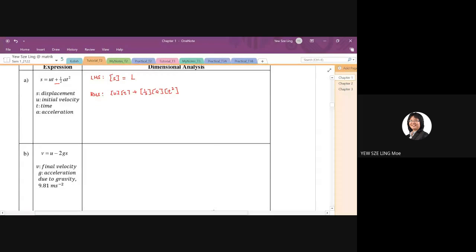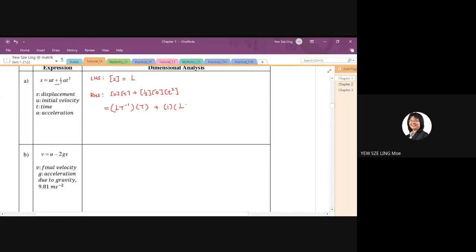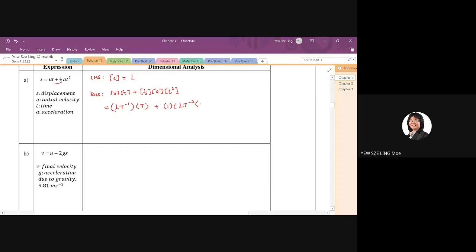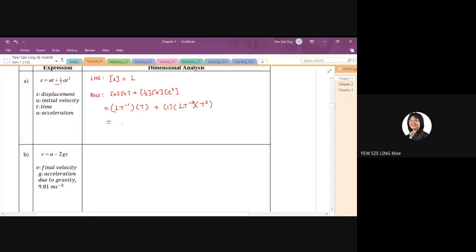After that, what are you going to do? You're going to simplify it, which is equal to, now U is LT negative 1. To make it easier, I'm going to use a bracket here. So plus, now this 2 is a constant value without dimension, therefore it's just equal to 1, and then LT negative 2 and T squared. Simplify it, you get L plus L, therefore it is equal to L.